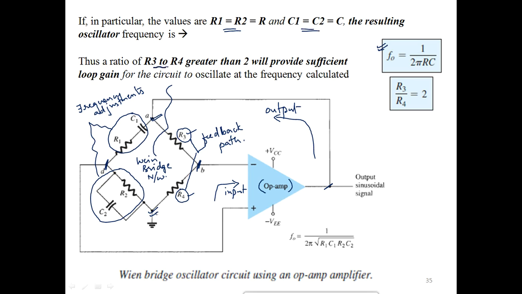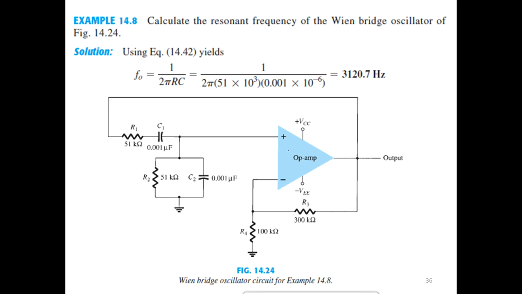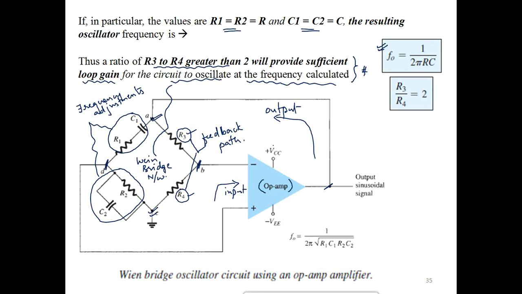Then a ratio of R3 to R4 greater than 2 will provide sufficient loop gain. Yes, this is one condition which is taken care of in the case of the Wein bridge, just to ensure that there is sufficient loop gain. So when R3 upon R4 is equal to 2, you will have sufficient loop gain so that the circuit will oscillate at the frequency calculated. So that is one added term here. Fine, so that was all about the Wein bridge oscillator circuit. Again you will be getting sustained oscillations at the output side.